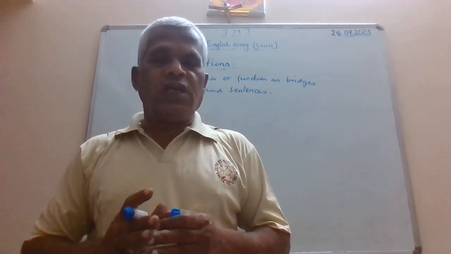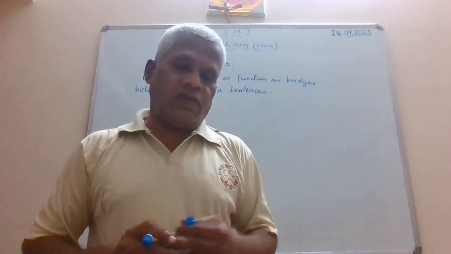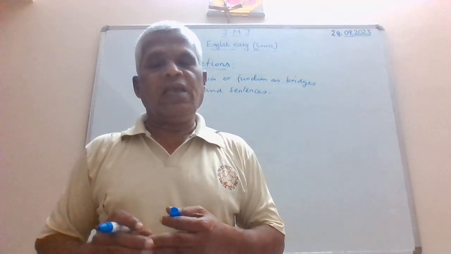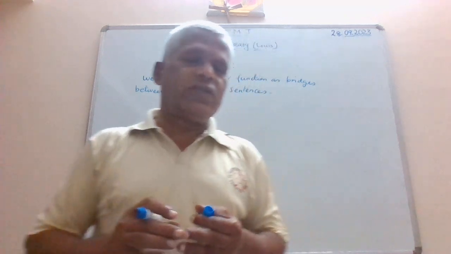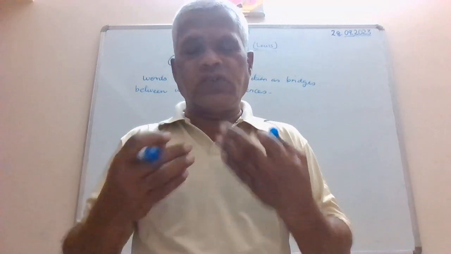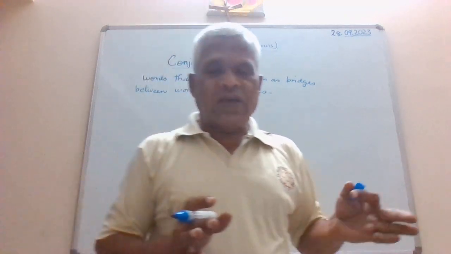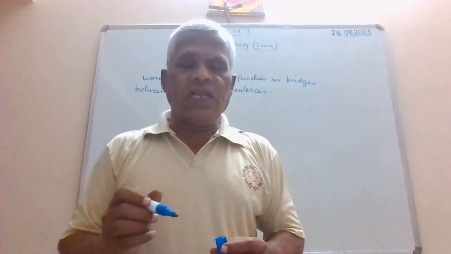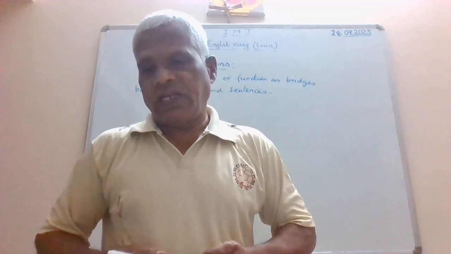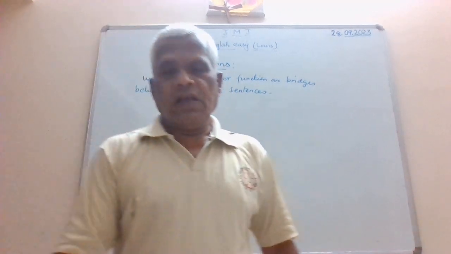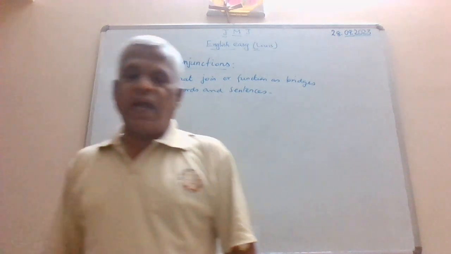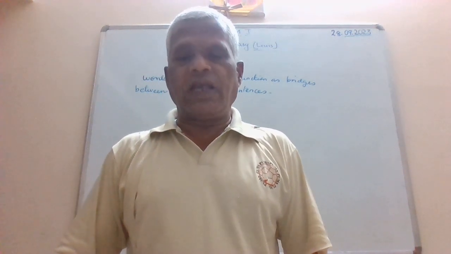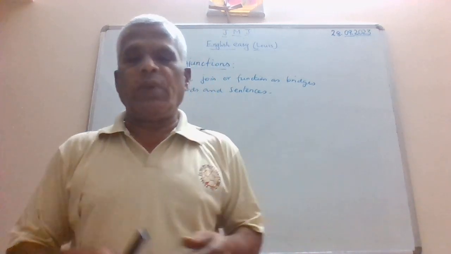What do bridges do? They just join one end to the other end. Similarly, conjunctions in English do the same work of joining two words or two sentences, for us to have a clear meaning. That is the work of a conjunction in English. Now there are three different kinds of conjunctions. Let us discuss them one by one.